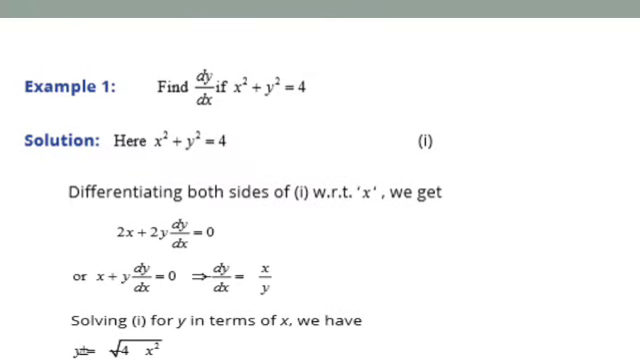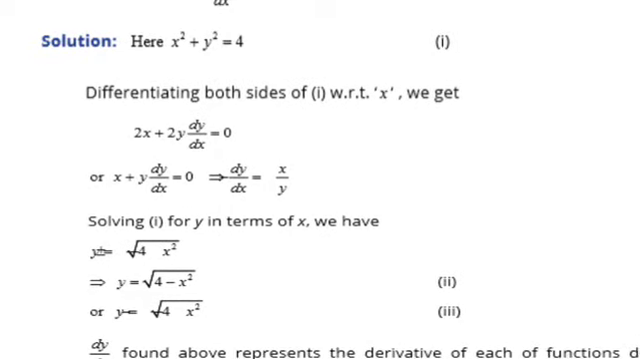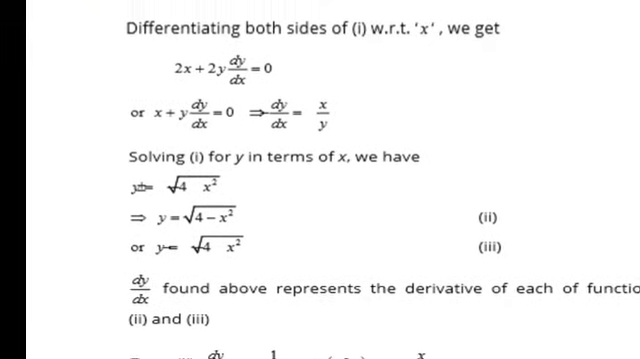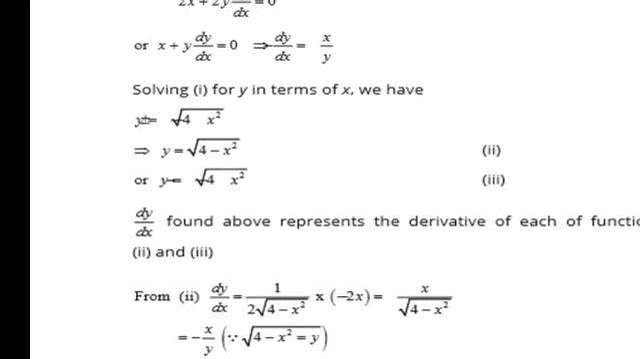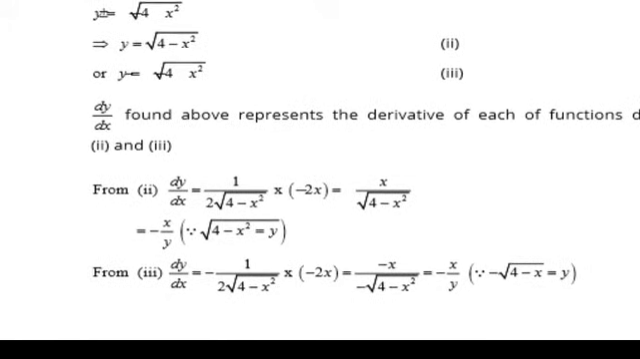Here we have an implicit equation because y and x are on the same side. We differentiate with respect to x. The derivative of x square is 2x, the derivative of y square is 2y, and then we write dy by dx. The derivative of 4 is 0, so dy by dx is equal to minus x over y. Now from the equation we have the value of y as the square root of 4 minus x square. We put this value in dy by dx, so this is the answer.